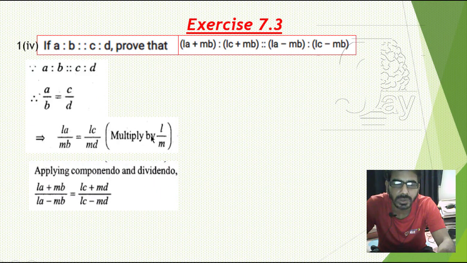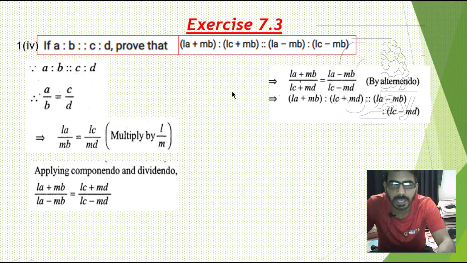Now next thing is we're going to apply componendo and dividendo, because we need LA plus MB and there is also LA minus MB. So we can use componendo and dividendo, so that we get numerator plus denominator by denominator, numerator minus denominator. Okay, this is componendo and dividendo. Similarly on the right hand side also we apply componendo and dividendo. The next step we are taking the alternendo, so that we can get LC plus MD in the denominator, because we need it in the denominator. So we get what is required. Okay, that's simple.